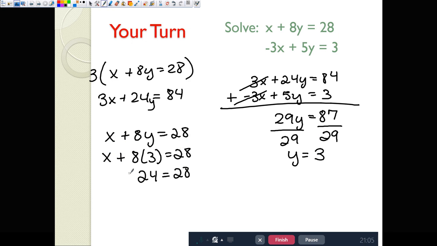So I'm going to subtract 24 from both sides. So yes, x is going to equal 4. So my ordered pair is (4, 3).